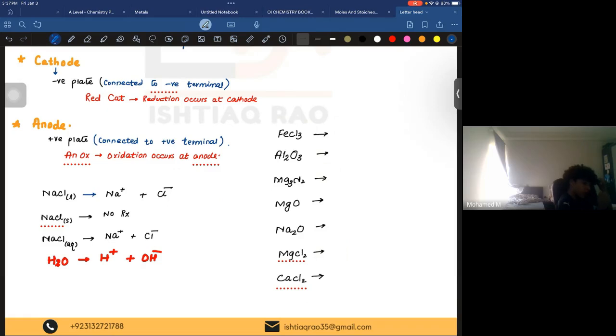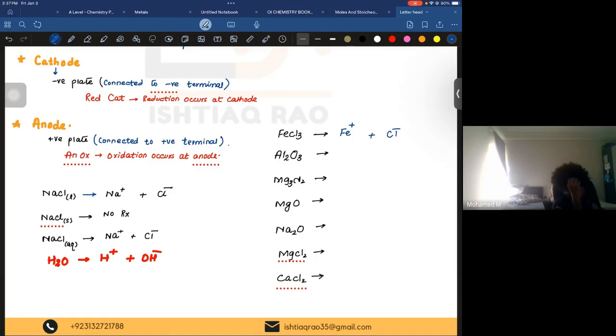Okay, so for iron chloride, you would get iron, which is positive, plus chloride, negative. Is that correct? You need to mention the charge as well, like how much the charge is. Yeah. -1, -2, -3, +1, +2, +3. You need to mention this.